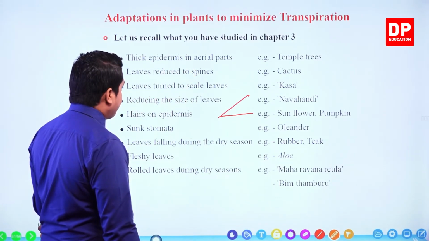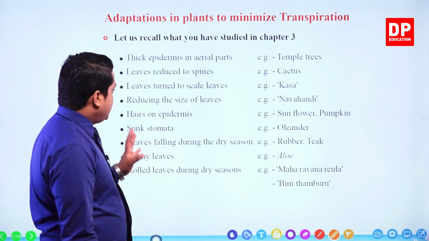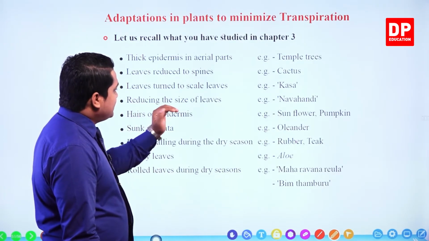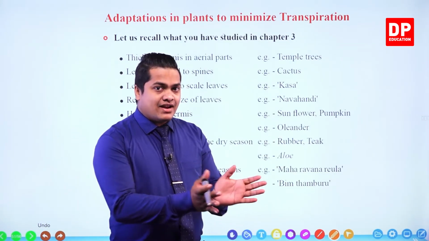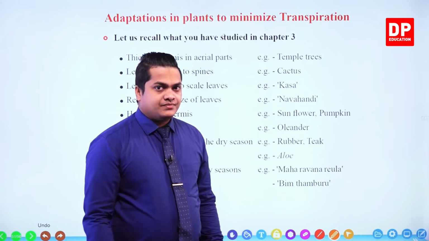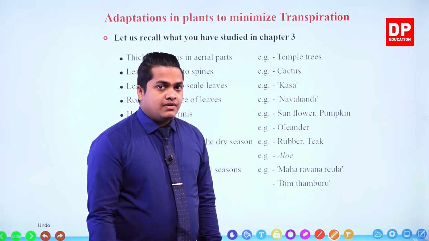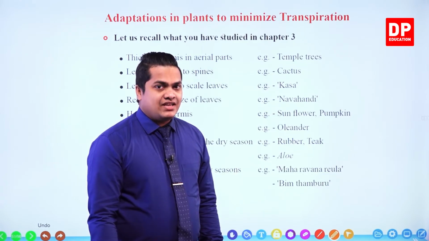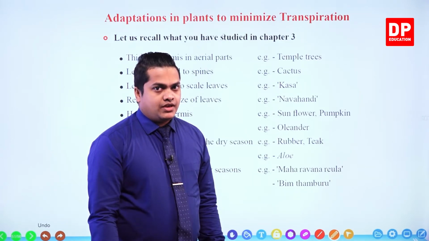Then leaves turned into scale leaves, okay, we discussed that, reducing the size of the leaves. Now the size of the leaf is getting reduced, minimized. The example given is Navahandi, a herbal plant. The size is reduced, and the surface area has been reduced over there, okay.